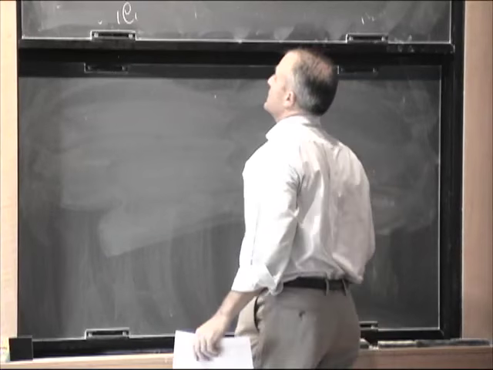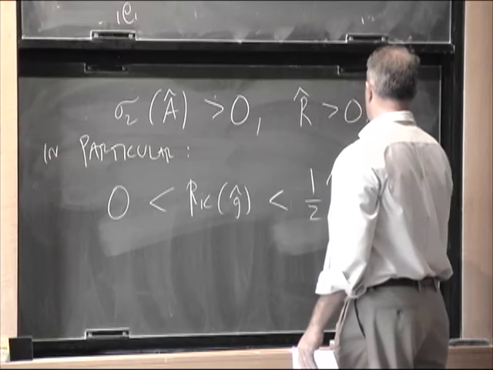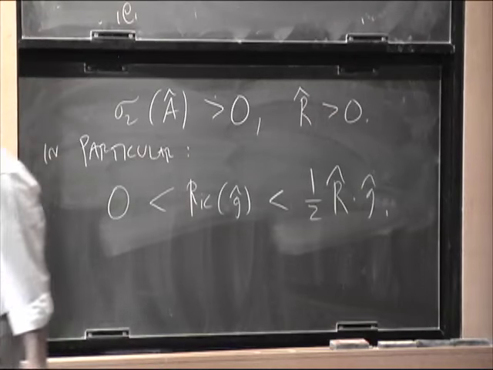Okay. So in particular, what this implies is that the Ricci tensor of this conformal metric is positive, and it's pinched by the scalar curvature. So less than 1/2 the scalar curvature times the metric.